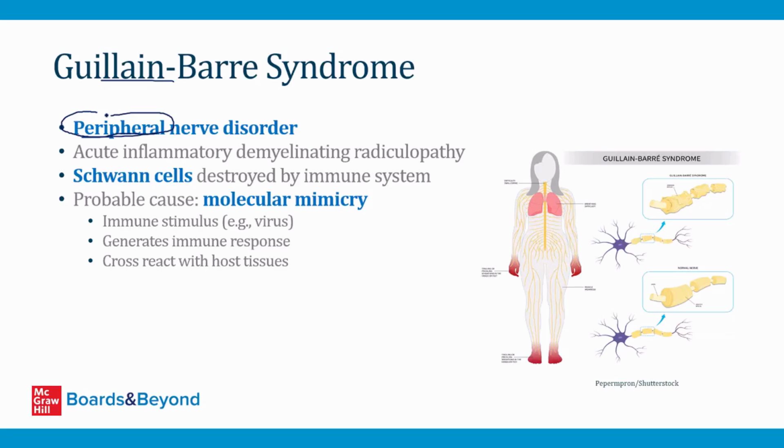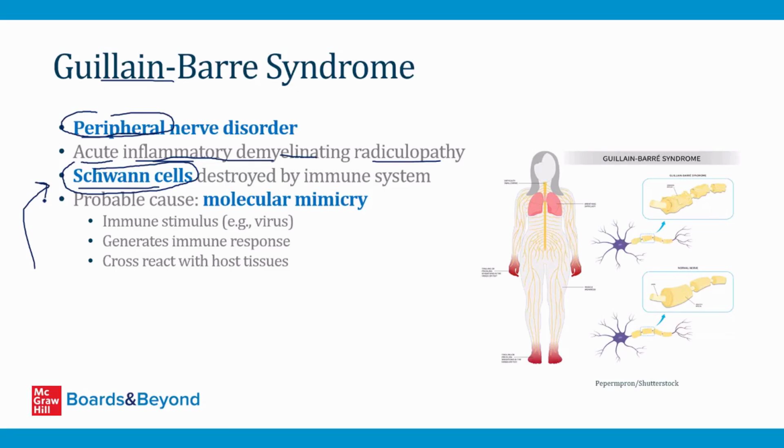central nervous system disorder. Guillain-Barré syndrome is a form of acute inflammatory demyelinating radiculopathy, and so all the words of this term are important. It's acute in its onset, the symptoms develop rapidly. It's an inflammatory condition that involves demyelination and abnormal function of nerves. That's radiculopathy. A key thing to understand about this disorder is that Schwann cells are destroyed by the immune system. So Schwann cells are the cells that produce myelin in the peripheral nervous system. So hopefully it makes sense to you that these would be destroyed in a peripheral demyelinating disorder.